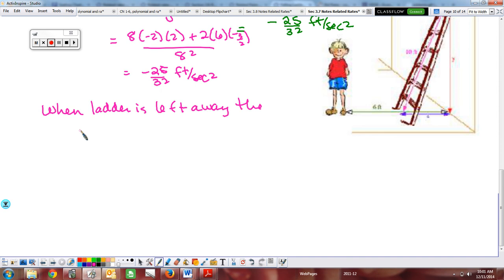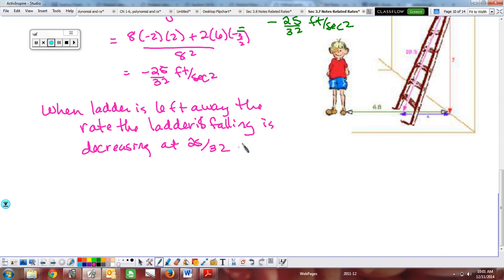So the rate the ladder is falling, because remember you've got to go back to the previous one. When I'm talking about the rate of change, I talk about the quantity. When I'm talking about acceleration, I talk about the velocity. So the rate the ladder is falling is decreasing at 25 over 32 feet per second squared. Okay, and so that is the final version of that. So that is a good overview of the typical ladder problem.